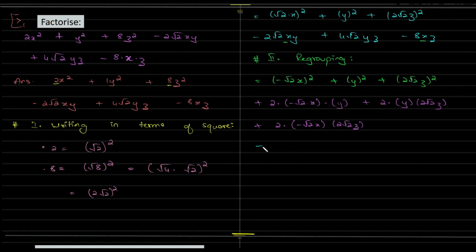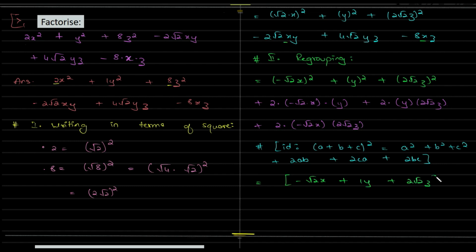Now we can write the identity. The identity which we are using is a plus b plus c the whole square, which is a square plus b square plus c square plus 2ab plus 2ca plus 2bc. And thus we can rewrite this particular expression as minus root 2 into x plus 1y plus 2 root 2 z the whole square. So you can rewrite in this form, and that's your answer.